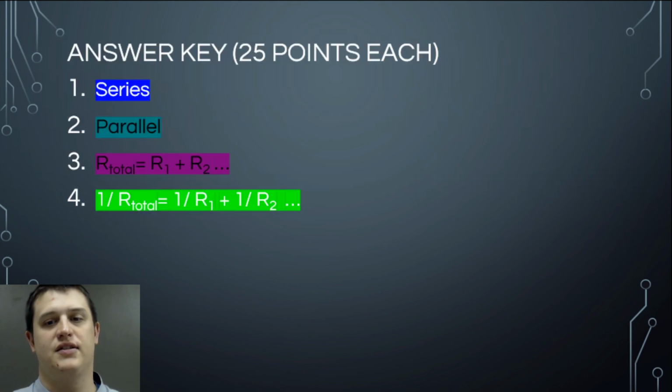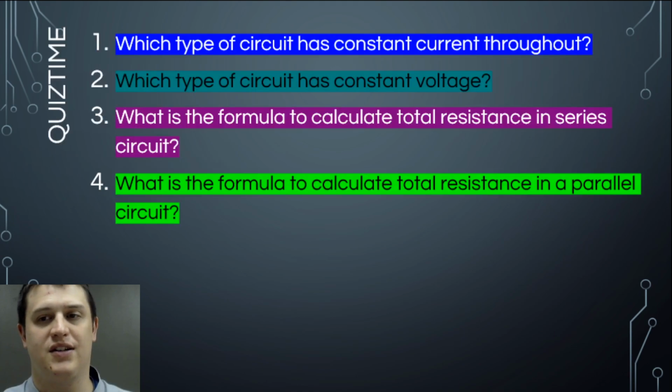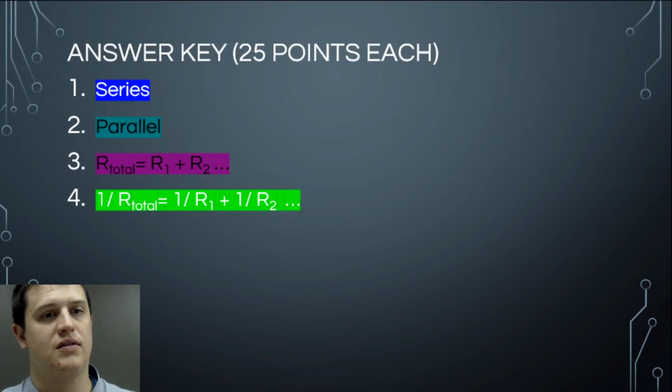Okay, here's the answers. Series. So which type of circuit has constant current throughout? Series. Which type of circuit has constant voltage? Parallel.